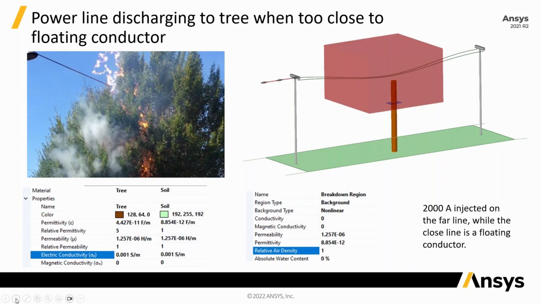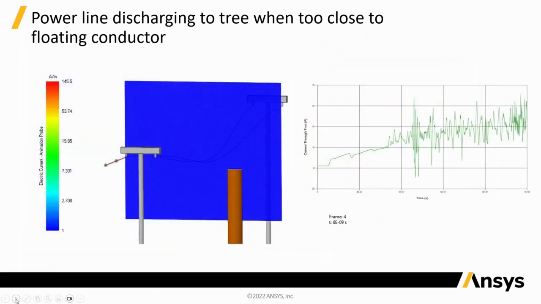So this is an example of a simulation that can show at what point that floating conductor will be too close to the tree, and at what point an arc will occur, which could then obviously spark a forest fire, which is unfortunately a huge liability for those involved. So it is a problem, but we see this in other areas too.